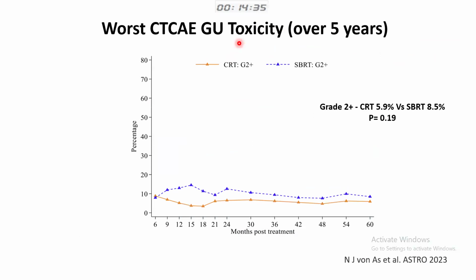Now, when these five-year results were reported last year in ASTRO 2023, they reported the worst GU toxicity of this treatment, conventional radiotherapy versus SBRT. And as we can see, there is a slightly more grade 2 toxicity of 8.5% with SBRT, but this is not statistically significant.